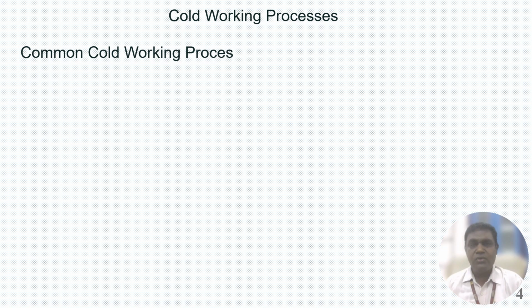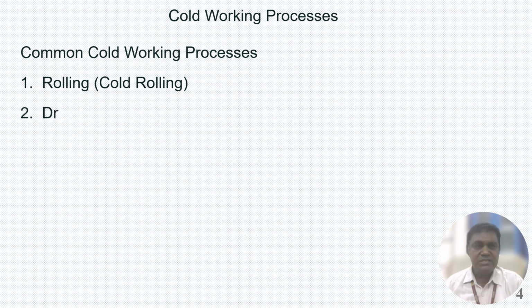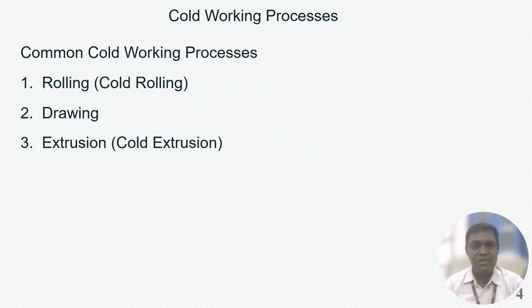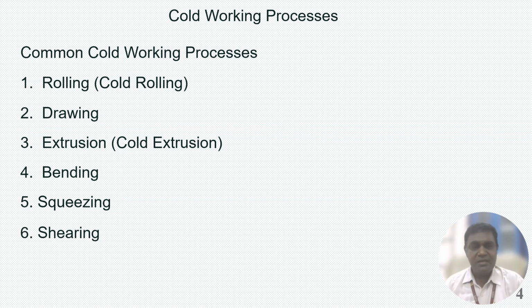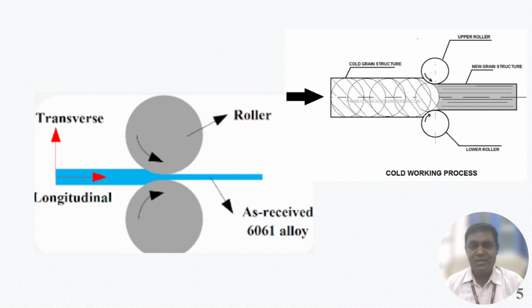So the common cold working processes, like hot working processes, include several. One is rolling, second is drawing, third is extrusion, that is cold extrusion, fourth is bending, fifth is squeezing, and sixth is shearing. So these are the six cold working processes.